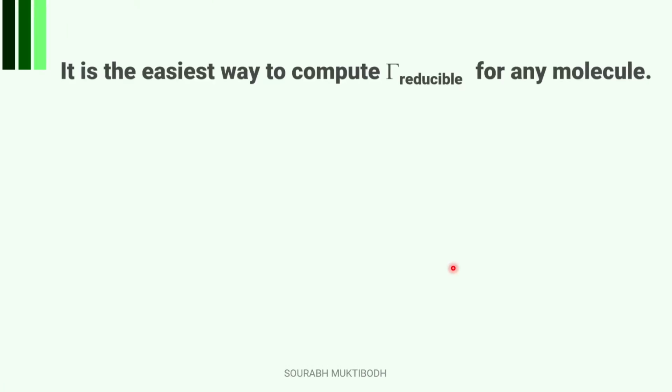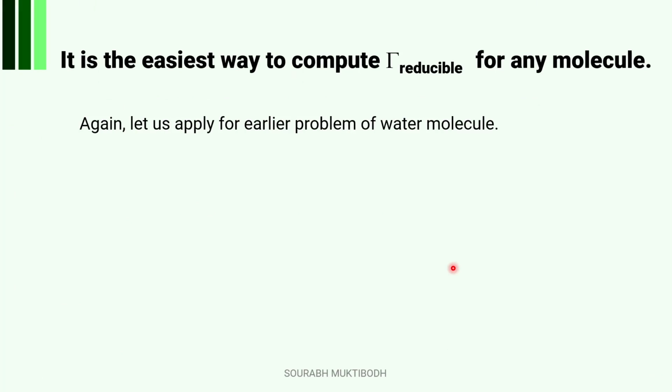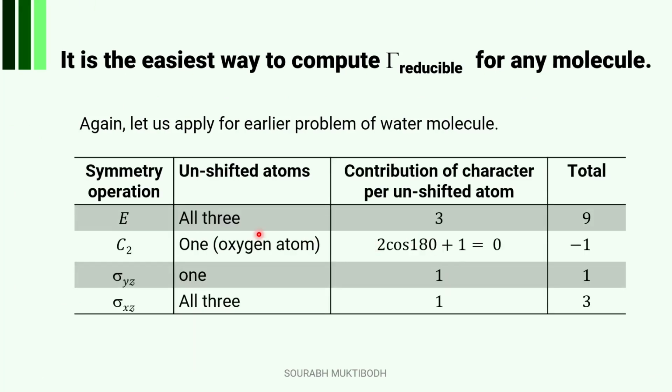Once we have decided on this, we can go for the problem that we discussed earlier by the construction of matrices. We are going to apply the four symmetry operations to the water molecule. For identity, there are 3 atoms and each contribution is 3, so for 3 atoms the total contribution is 9. For C2, only the oxygen remains unshifted, and the hydrogens get moved, and in the expression 2 cos 180 degrees plus 1, because the 180-degree rotation is the C2 axis, that results in -1. Remember that cos 180 is -1.